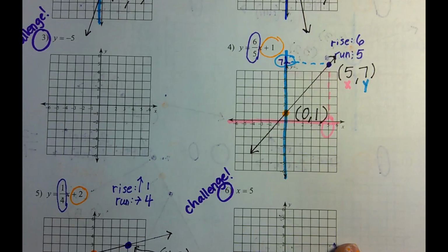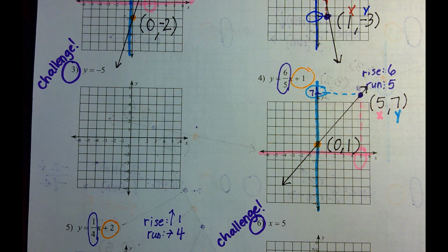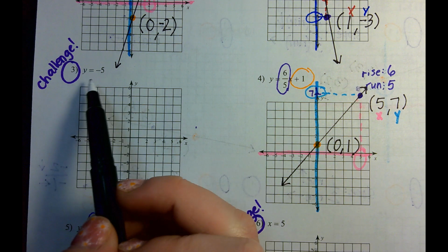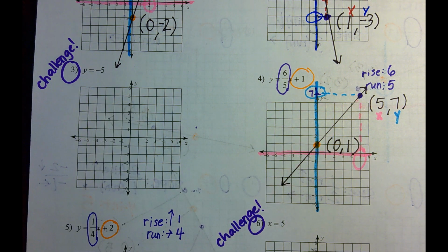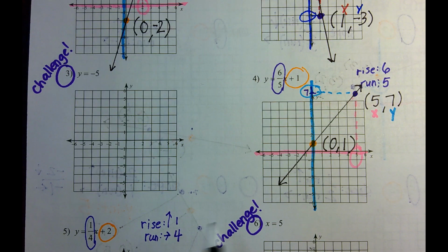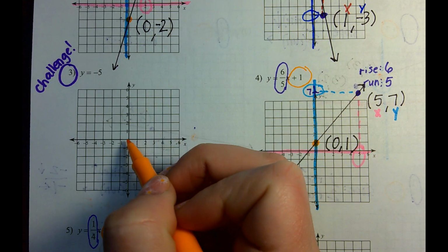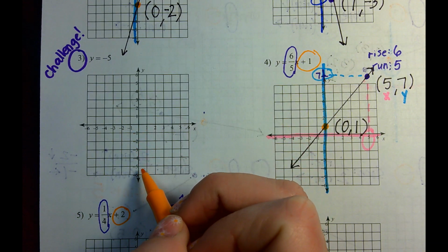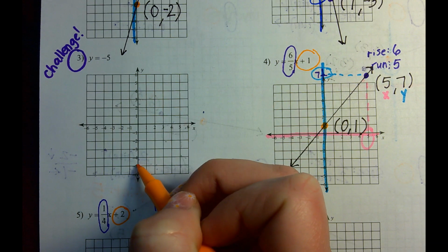So here's what happens. If y equals -5, that means we're going to find -5 on the y-axis. So let's just start with that. Y equals -5. So we're going to go down to -5 on the y-axis.